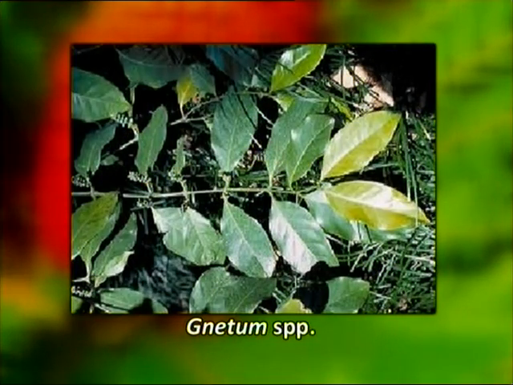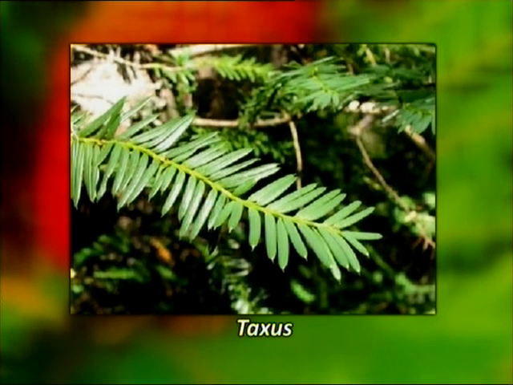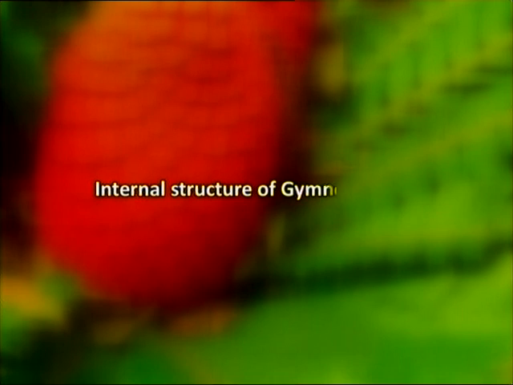The arrangement of leaves may be opposite and decussate as in Gnetum, whorled as in Casuarina, or spirally arranged as in Taxus. Now, the internal structure starting with the stem.